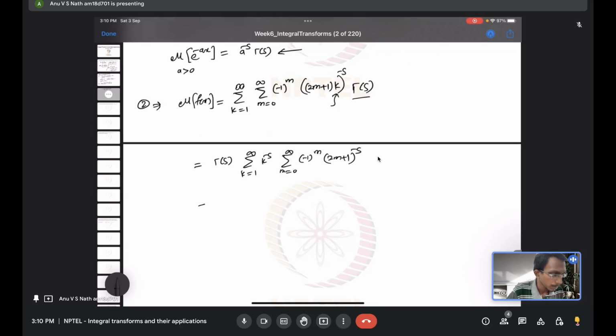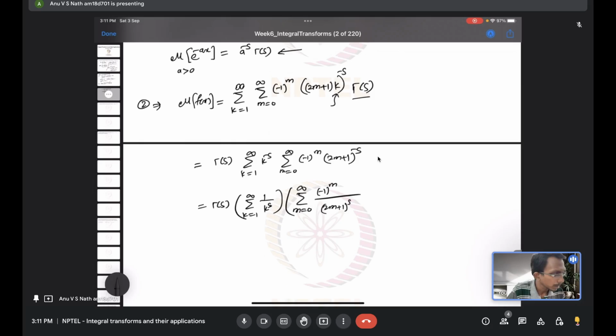So again, if you recall, this is by definition... basically if you see the summation over k and summation over m are now independent. I mean, there is no variable k appearing inside the summation over m. Basically k and m are split, so we can just write them as a product of two summations.